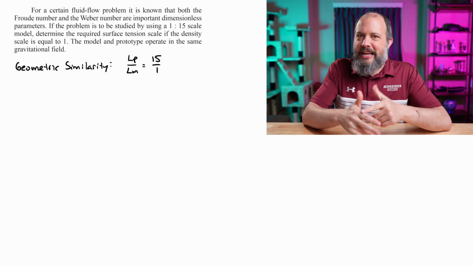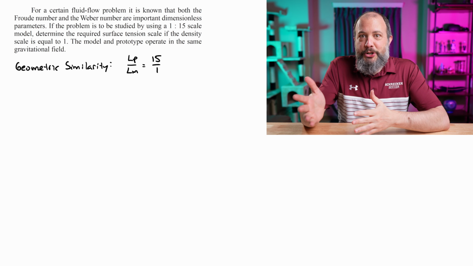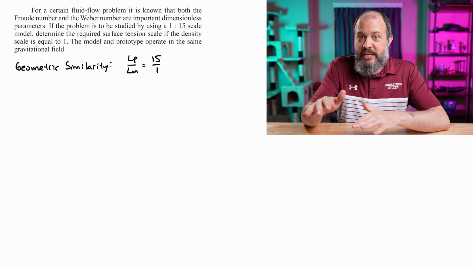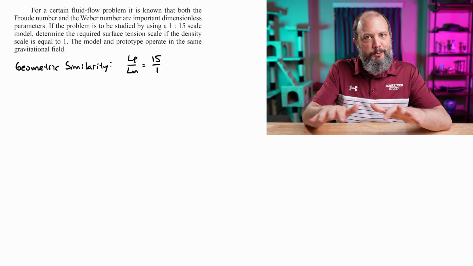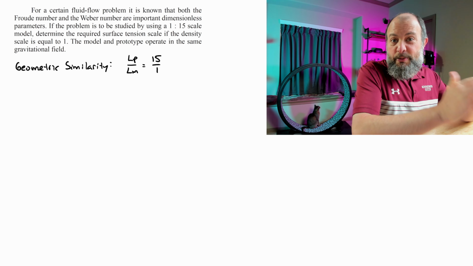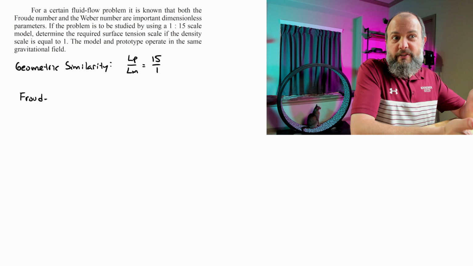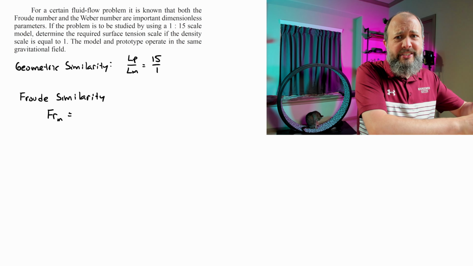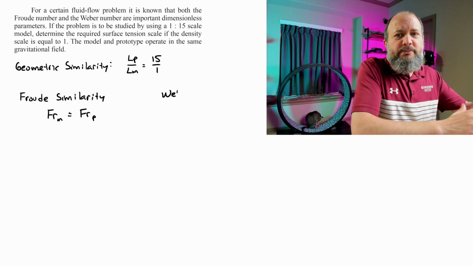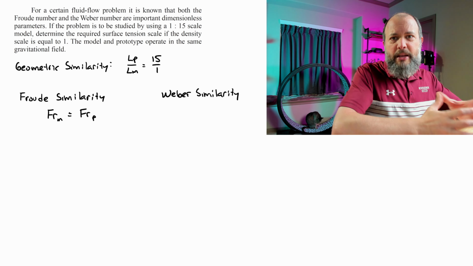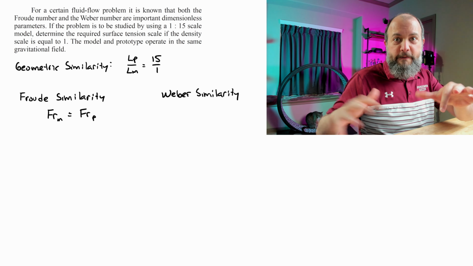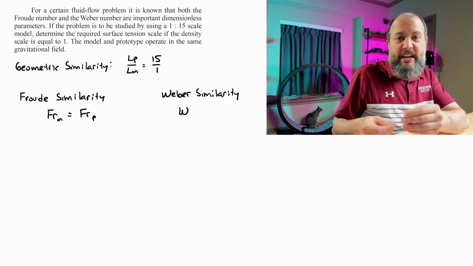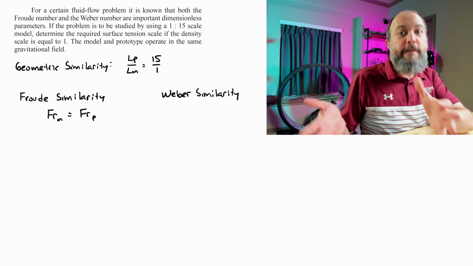So start off by writing out geometric similarity. We've got a ratio of 15:1, and the prototype is always the bigger one. The model will always be the smaller one. It's a little bit confusing terminology because a lot of times we think of prototype as also being like a model. It's like the practice version, not the full-scale final version. But in this terminology for this problem type, prototype means a final full-scale size. It might not be the actual commercial product, but it's still a full-scale prototype.